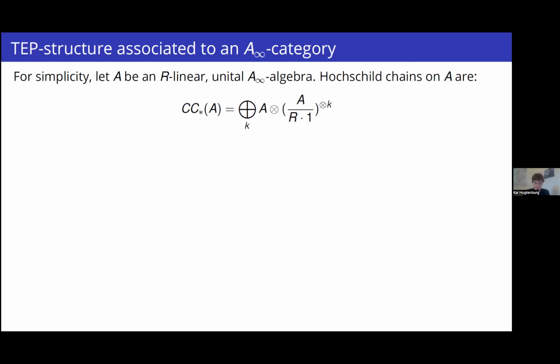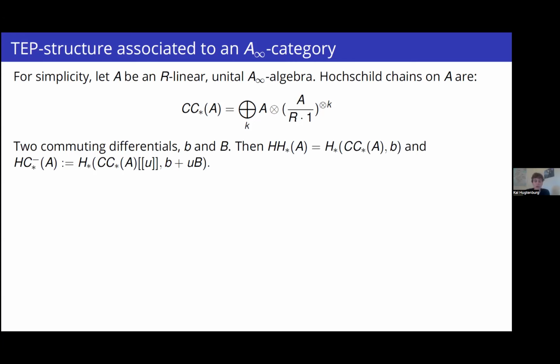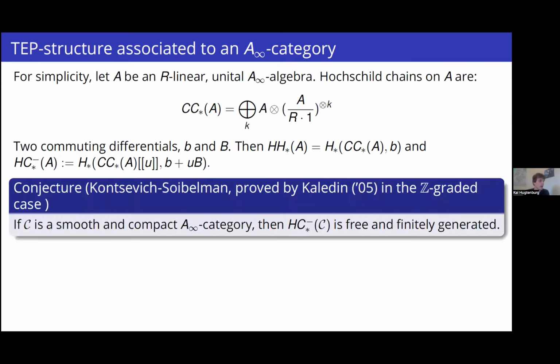Okay. So we've defined cyclic chains on an A infinity algebra A. And then there are two differentials, small b and the big B operator. And as a reminder, the Hochschild homology is the homology of cyclic chains with the small differential b. And then there's the negative cyclic homology, which is the one that will carry the TEP structure. For this, you take cyclic chains on A and adjoin the formal parameter u. Then you take the total differential b plus u times capital B and take the homology with respect to that. So this is automatically an R adjoin u module. This is the negative cyclic homology.